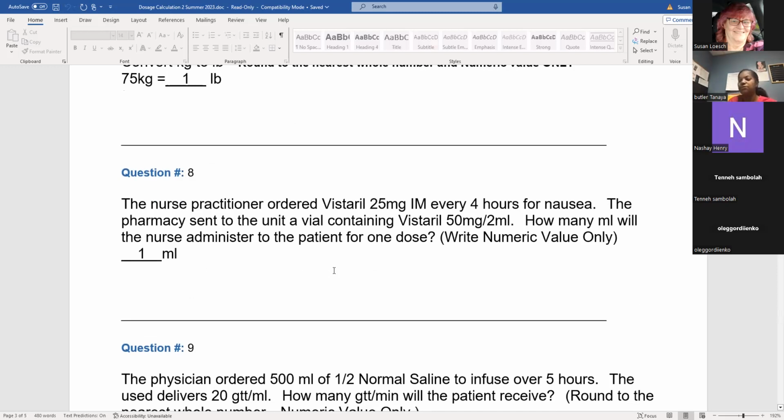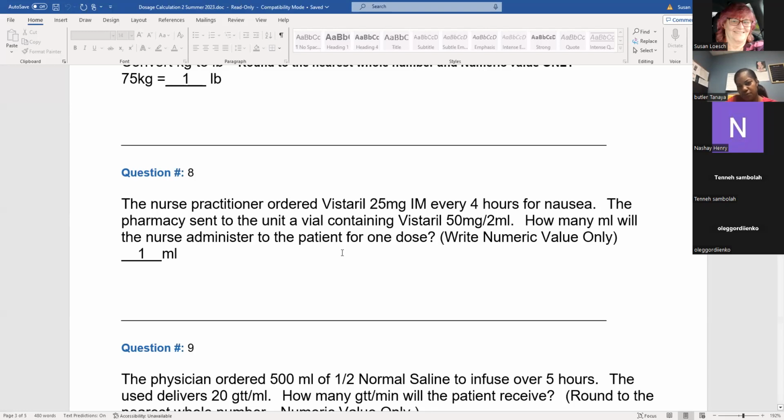This is just a desired over have. And how do you know that? Both got milligrams in it, and then it's going to mLs. That's not how you know that. The order is Vistaril 25 milligrams, and then the pharmacy sent Vistaril 50 milligrams per 2 mL. The statement that says the nurse will administer to the patient 1 dose, that's what tells you it's desired over have. Whenever you're administering something, what you're giving is a dose, right? So it's always going to be desired over have when you're giving a dose.